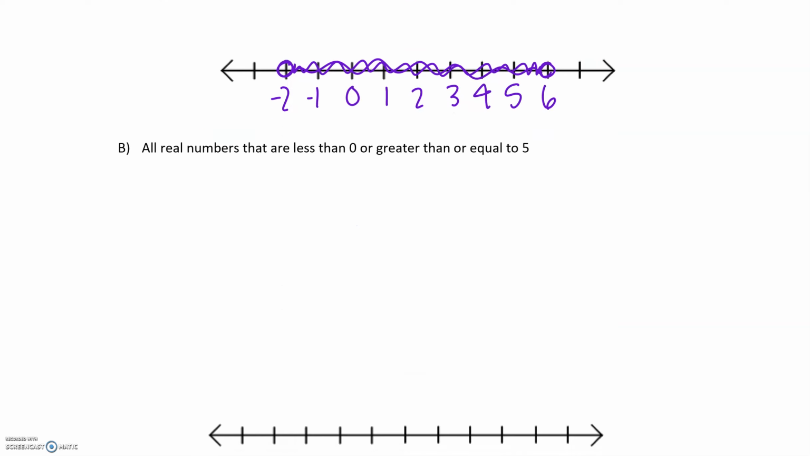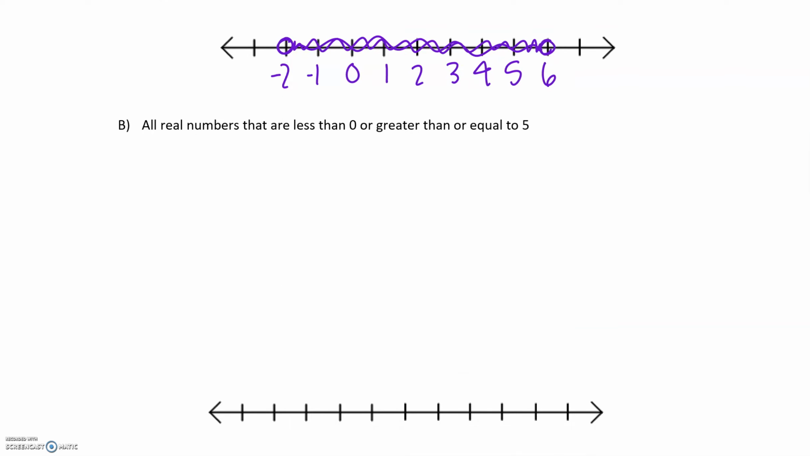Okay, if we say all real numbers that are less than 0 or greater than or equal to 5. So the first thing we see is all real numbers less than 0. So we have x is less than 0.